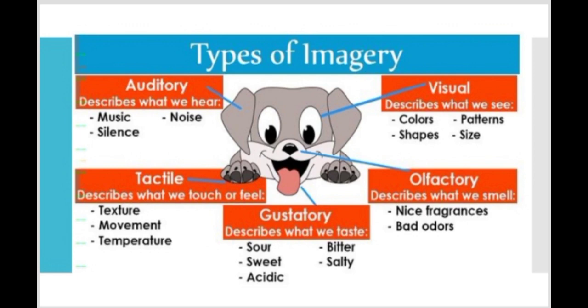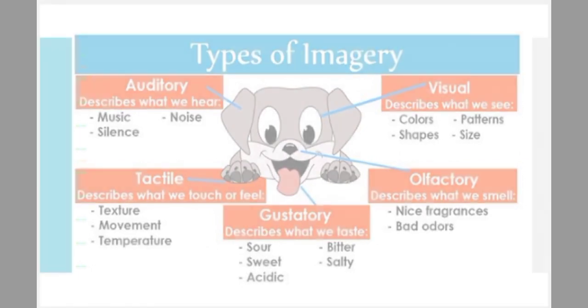Olfactory describes what we smell: nice fragrance, bad odor. Tactile describes what we touch or feel: texture, movement, temperature. And the last one, gustatory, describes what we taste: sour, sweet, acidic, bitter, salty.